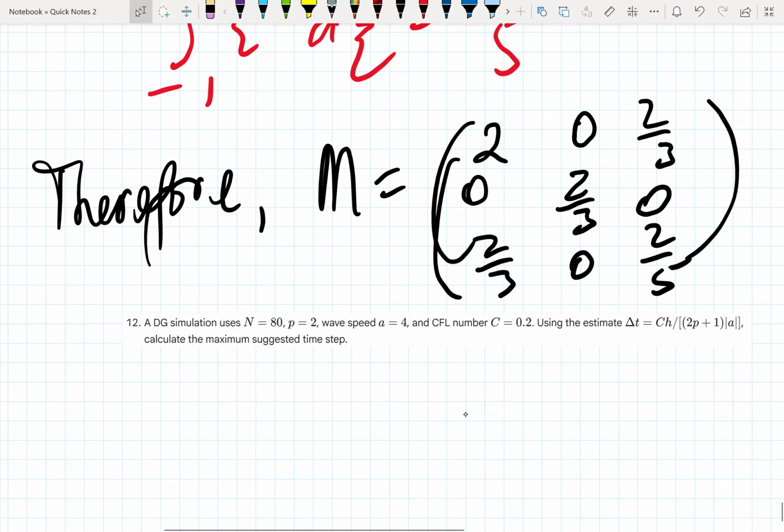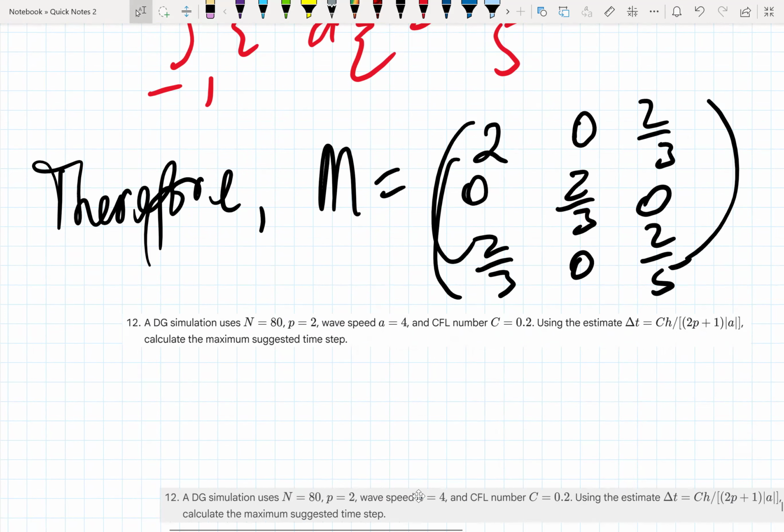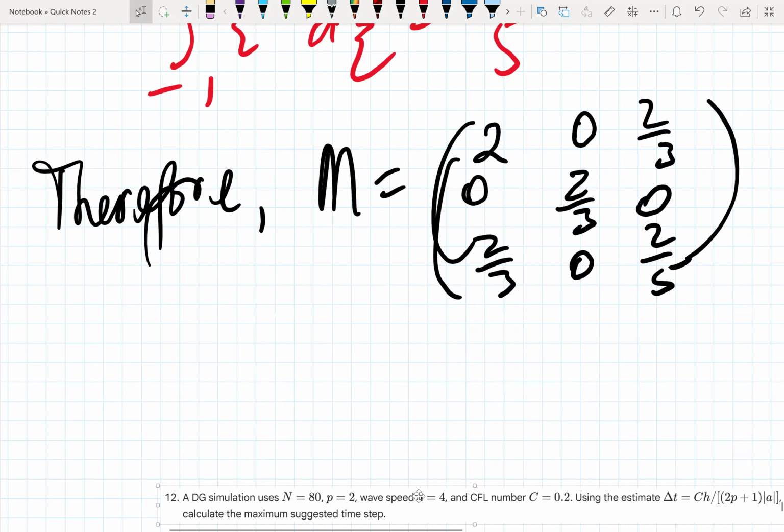So the mass matrix, I guess we still need to move this one down. This mass matrix contains the inner product of the local basis functions and is a fundamental component of the discontinuous Galerkin semi-discrete system. Okay, so let's go on to the next problem, problem 12, which we have here.